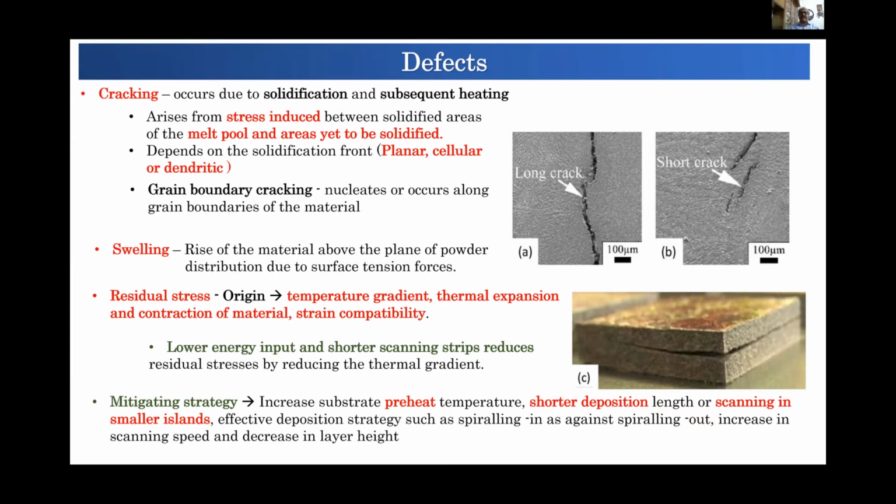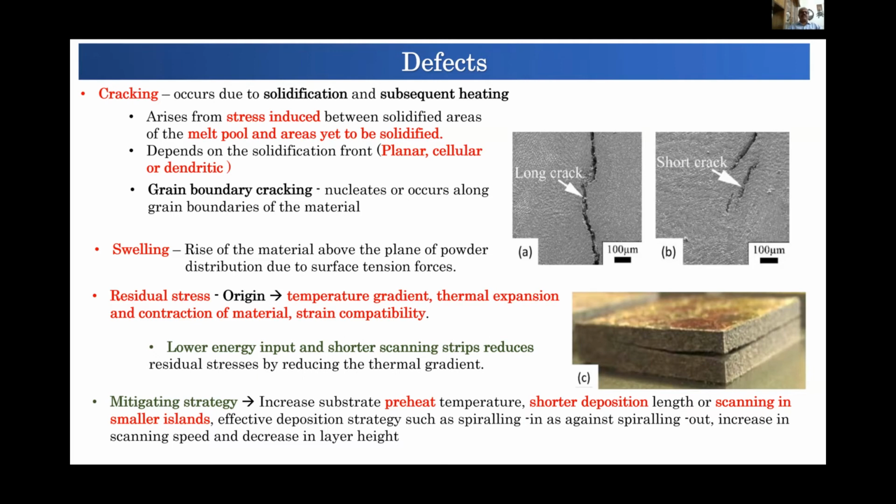Swelling can come in, residual stresses come in, and there are strategies to mitigate all these things by increasing substrate temperature, shorter deposition length, or scanning in smaller islands. All these things are possible, but again, all these things have to be weighed against process feasibility. So it just opens up a plethora of topics to study, particularly for those who are in academia like me.